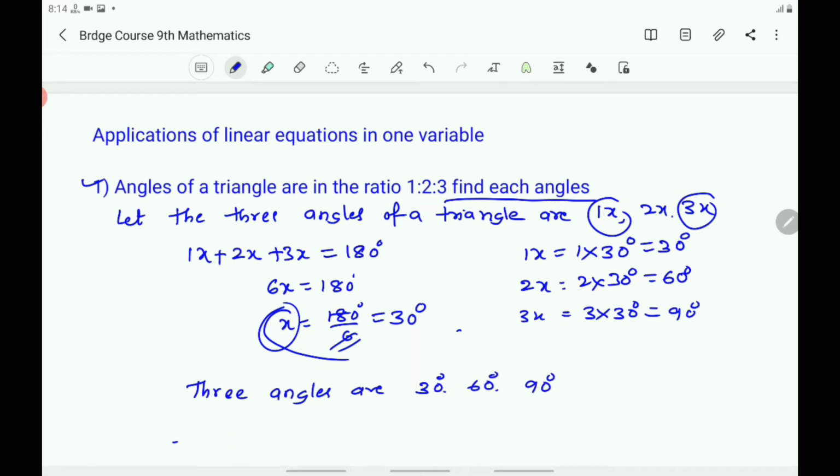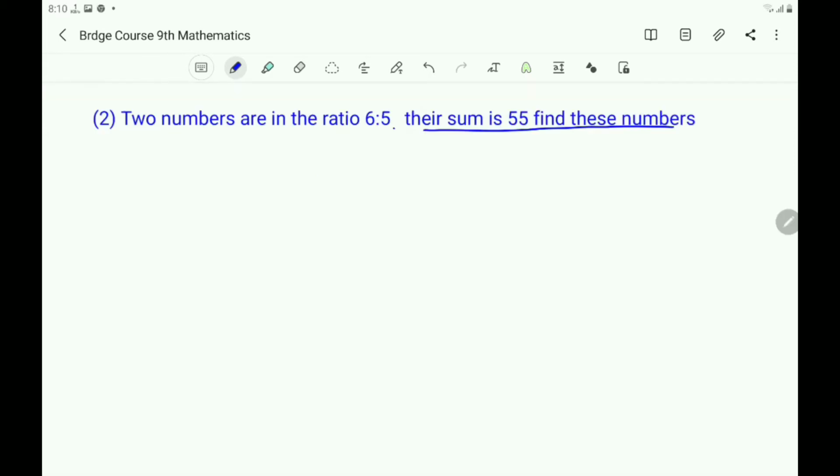In this way, by using the knowledge of the linear equation in one variable, you can solve many problems. Now you take the second question. Two numbers are in the ratio 6:5. Their sum is 55. Find these numbers. Children, what is the ratio here? The ratio is 6:5. So let us take the two numbers as 6x and 5x.